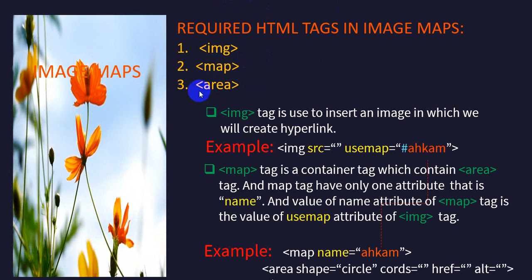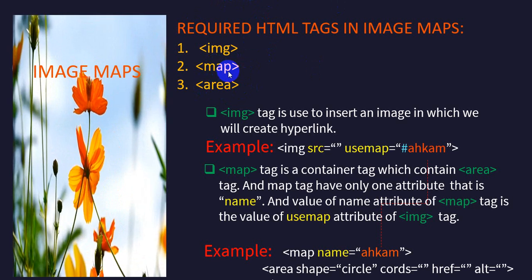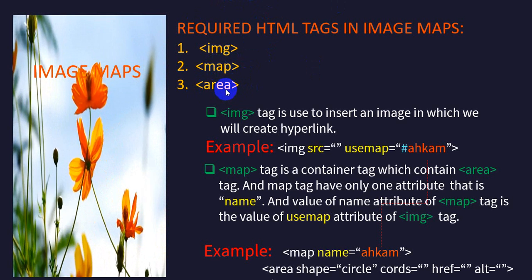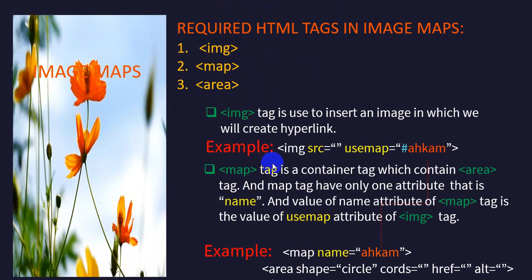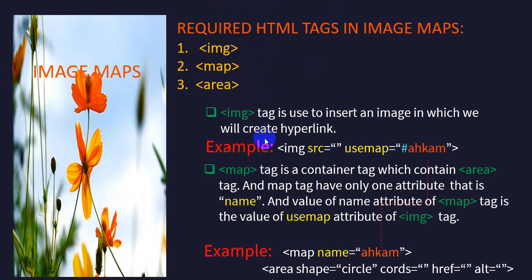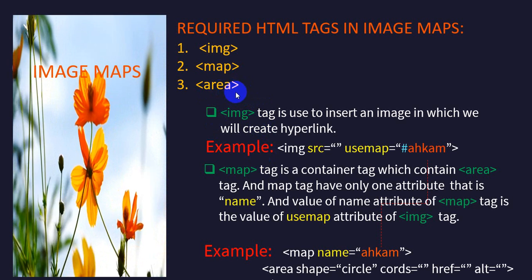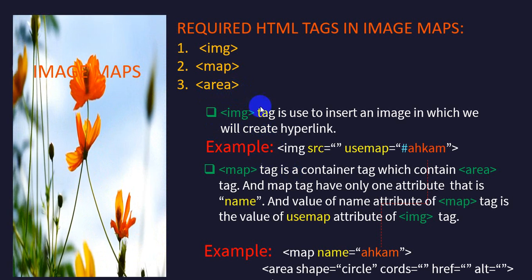By using the map tag we will have the area tag, meaning between the opening and closing map tag we will take the area tag, and the area tag supports a number of attributes, like the different shapes. We will see each and everything, what the valid shapes used in the area tag are. So we will see.